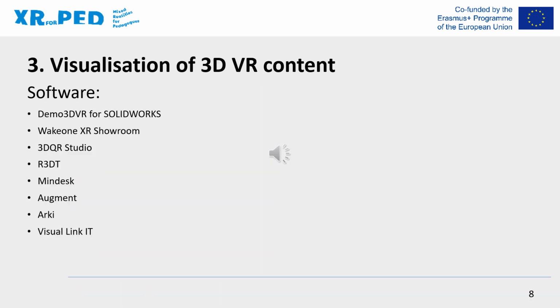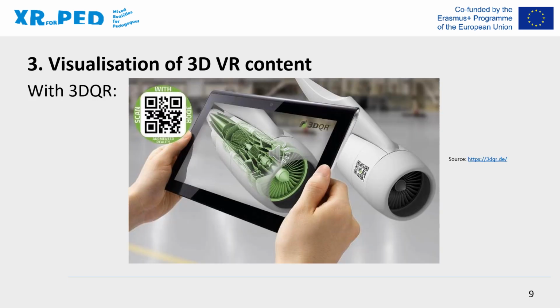Here are some examples of software for visualizing different 3D file types. 3D-QR offers visualization software using QR codes. The software allows you to view a 3D object when you scan a QR code in, for example, a book, or it can show process data when you scan a QR code on a machine.